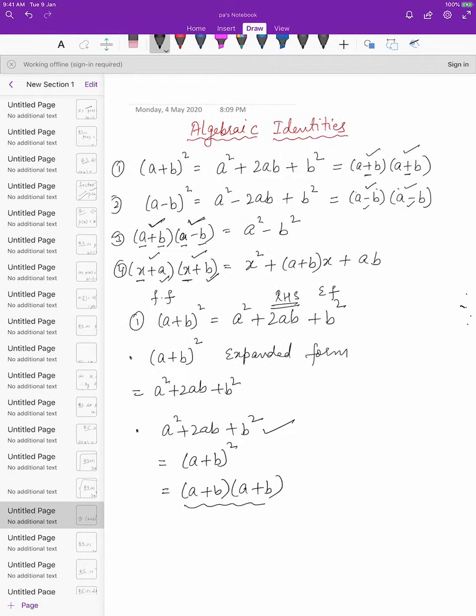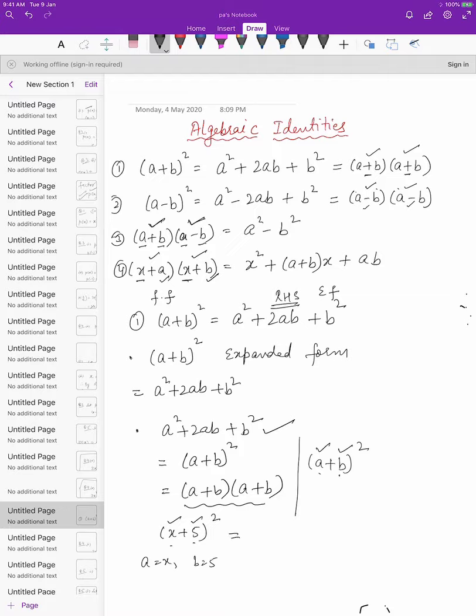Let us take one example based on this identity (a plus b) whole square. Suppose I take (x plus 5) whole square and I ask you to write the expanded form of this expression. What will you write? You will say that this matches exactly with the identity (a plus b) whole square. There are 2 terms, here also there are 2 terms. So now I can say my x stands for a, 5 stands for b. So in this case, I assume my a to be x and b to be 5.